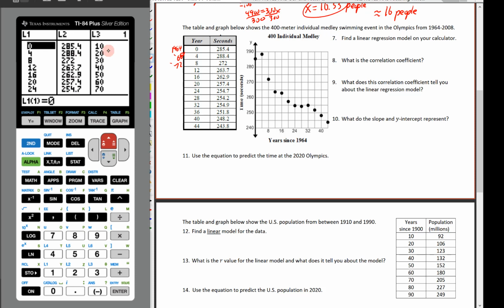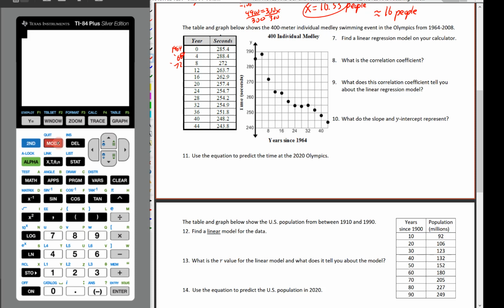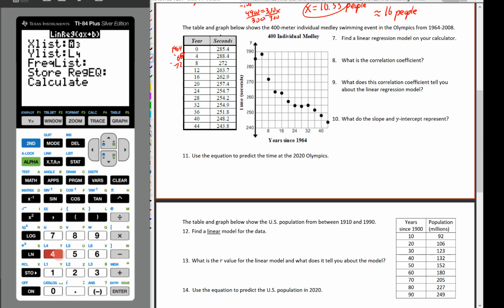So it says find a linear regression model on your calculator. So I'm going to hit second quit. And again, we're on the 84 now, so it's going to look slightly different, but a lot of the stuff is very much the same. So I'm going to go to calculate. I'm going to do number 4.